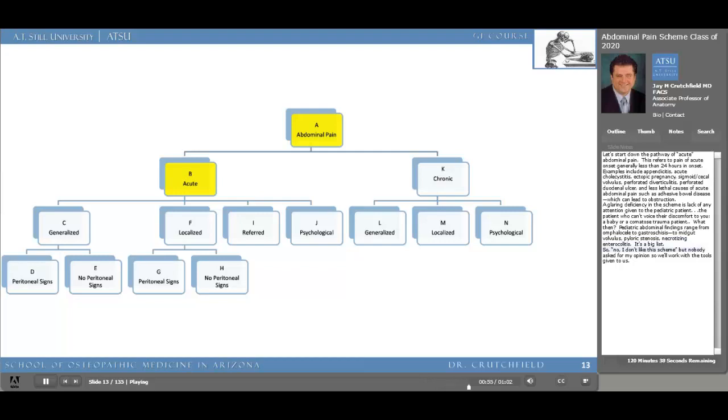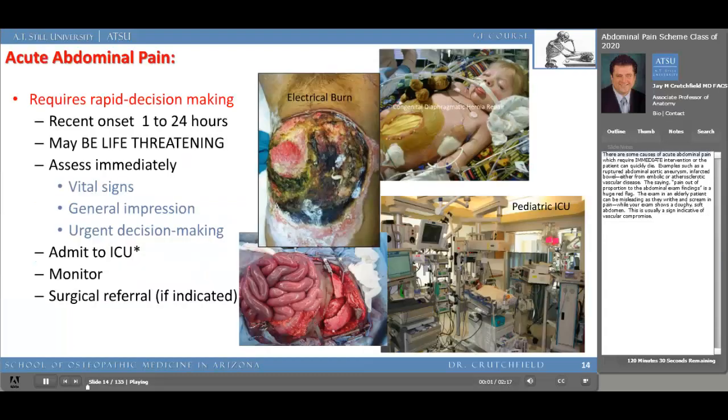There are some causes of acute abdominal pain which require immediate intervention, or the patient can quickly die. Examples are a ruptured abdominal aortic aneurysm, or infarcted bowel either from an embolus or atherosclerotic vascular disease. The saying, pain out of proportion to the abdominal physical exam, is a huge red flag. The exam in an elderly patient can be misleading as they writhe and scream in pain while your exam shows a doughy, soft abdomen. This is usually a sign indicative of vascular compromise.